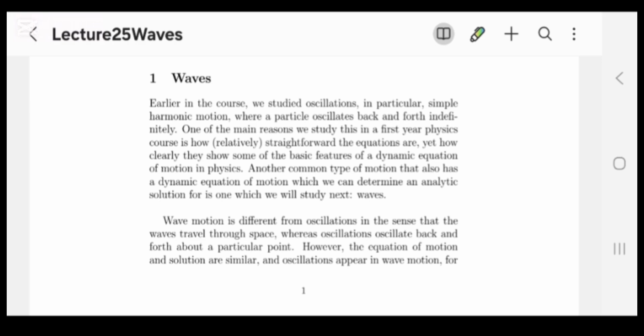So it's mechanical motion, similar to our oscillations unit. Now, the big difference is the fact that we're traveling in space. Remember, the ideal spring, for example, just went back and forth, basically at the same spot forever. Waves travel and move through space. So they're moving with both space and time.